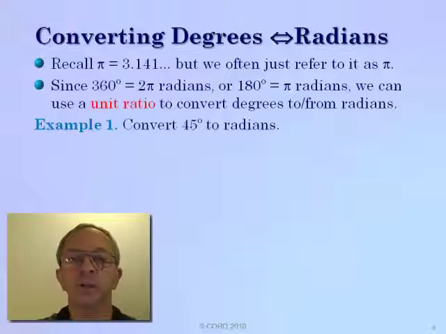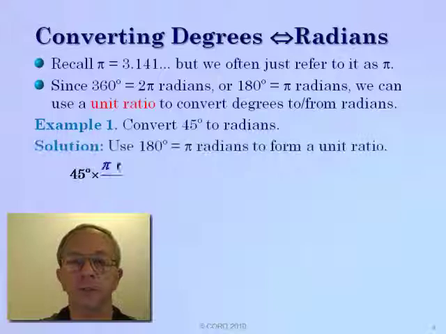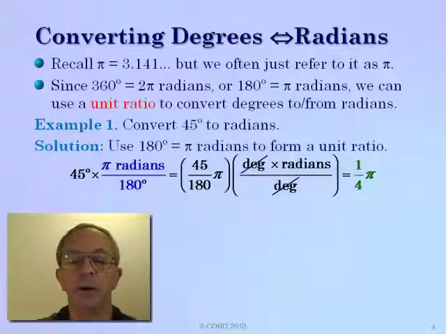For example, let's convert 45 degrees to radians. Well, we use 180 degrees equals pi radians to form a unit ratio. We multiply by that ratio, pull out the values, and separate the units. The degrees will cancel, leaving us with just radians. And notice that we've not put in the value for pi, but left it as the symbol pi. So we have 45 over 180 pi, or more simply reduced to 1/4 pi.